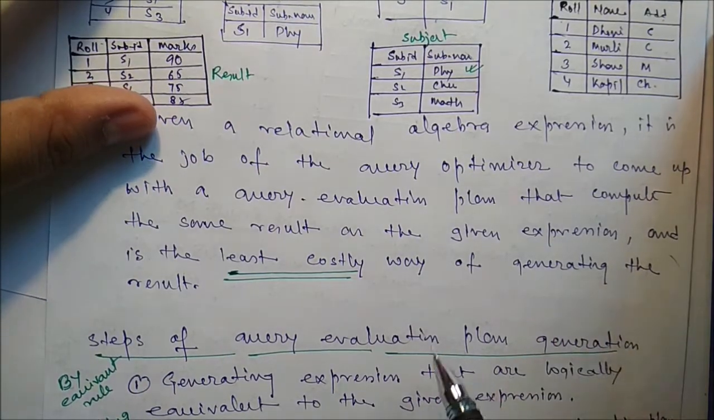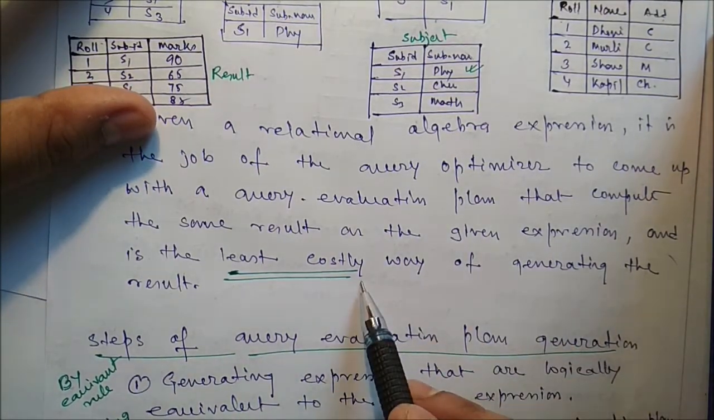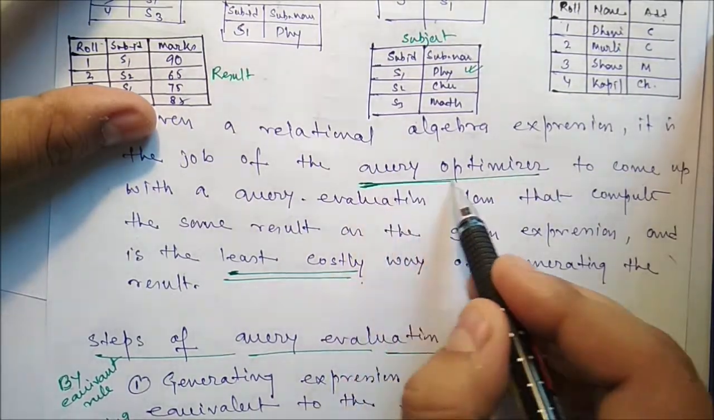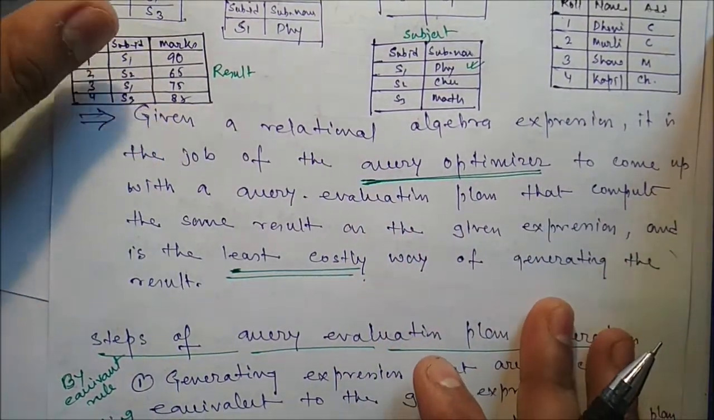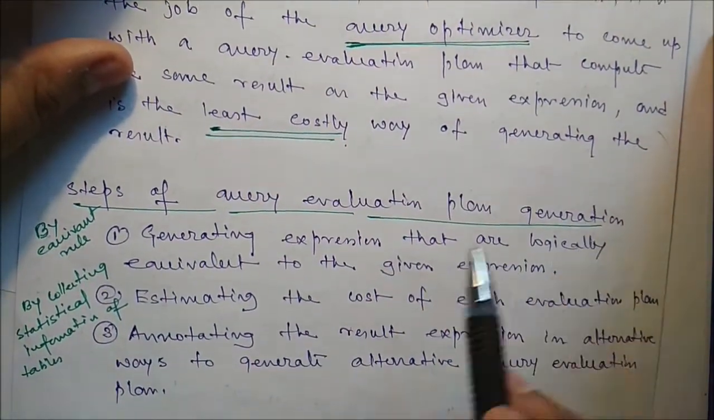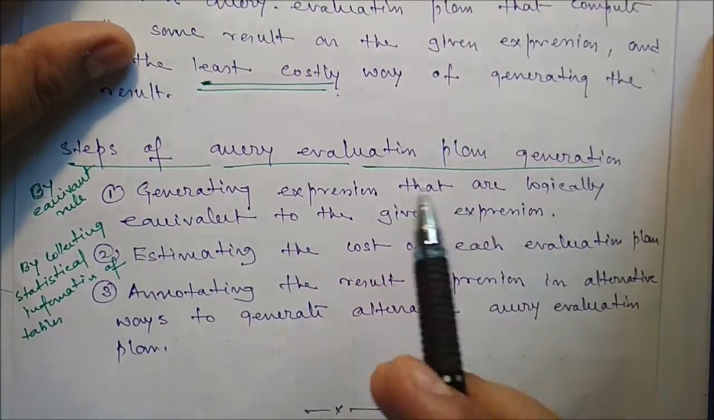Okay, and to identify which one is the best, it is the task of the query optimizer. This query optimizer will select the best strategy. Next, steps of query evaluation plan generation. Now there are 3 steps. The first step is what?